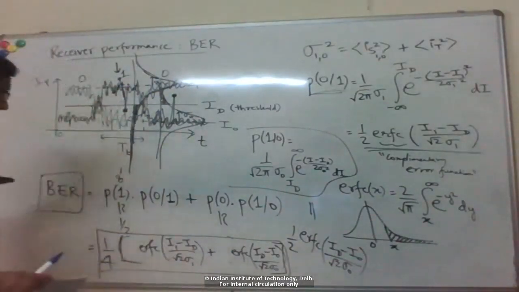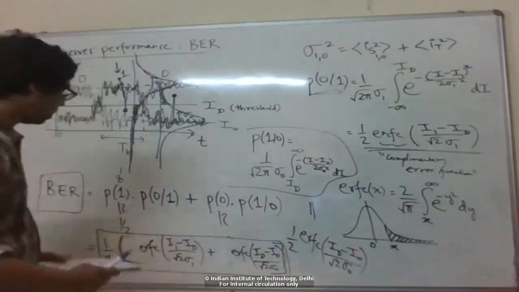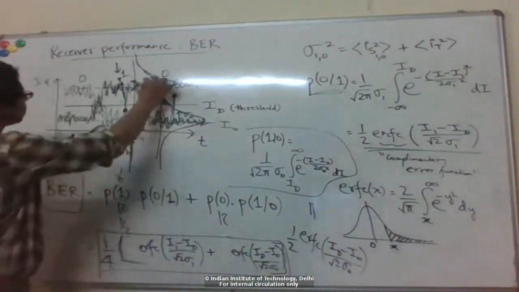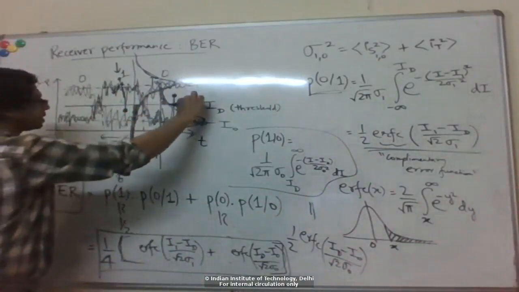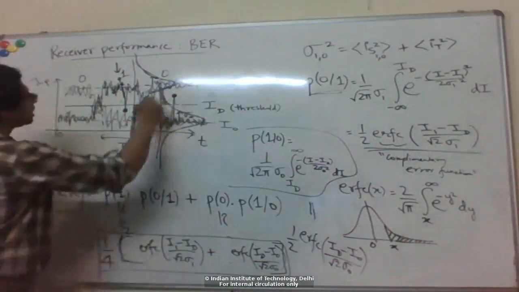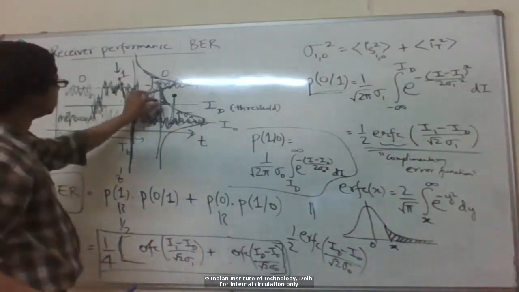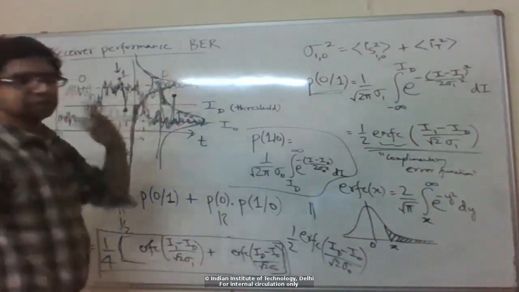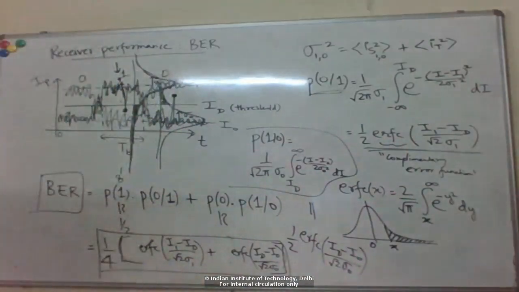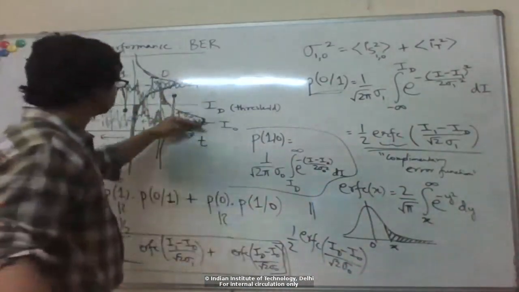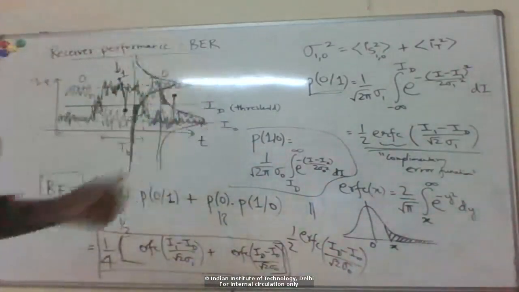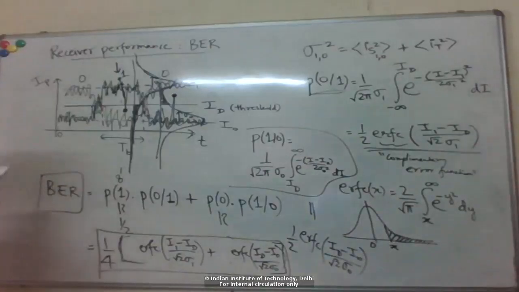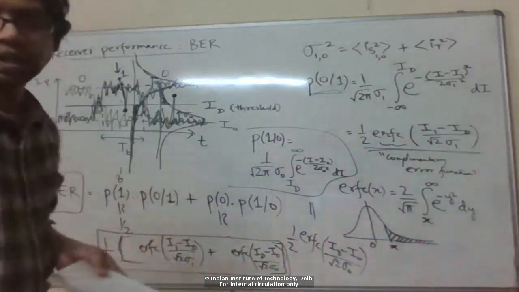low errors basically. So you can see that the error depends on how far away your mean current for bit 1 is from the threshold, divided by the noise. So how many standard deviations your threshold is away from the mean. Similarly for this case, how many standard deviations your threshold is away from the mean. So the higher that value, the lower your error.